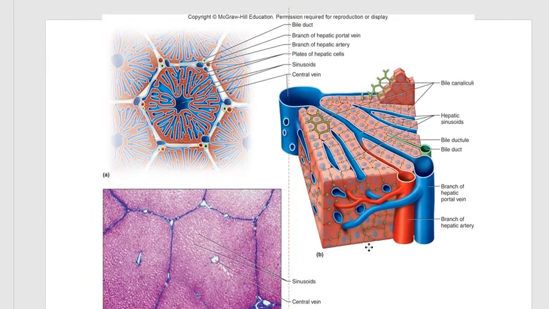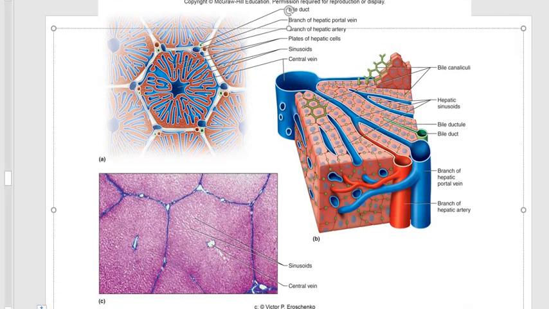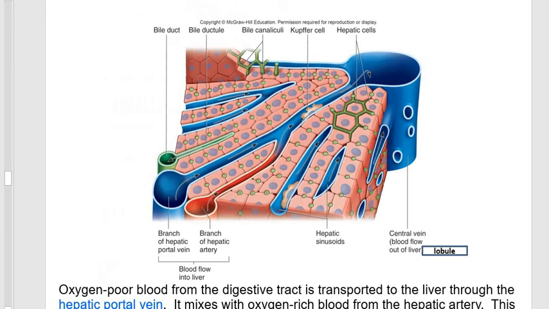Okay, I keep moving my, there we go. That's good. Okay, moving on to here. Oh, look, another picture of the same thing.